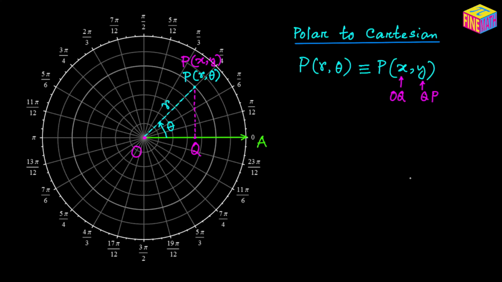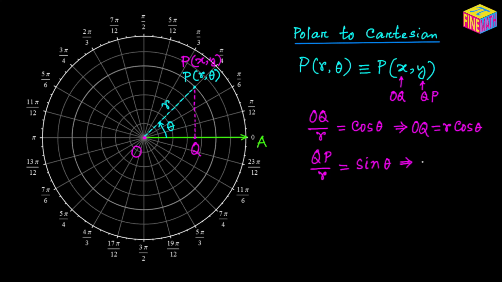Now let's find OQ in terms of r and theta. Clearly, OQ over r would be the cosine of theta. So OQ is equal to r times cosine theta. And what about QP? QP over OP would be sine theta. If we consider the right triangle OPQ, OP is the hypotenuse, obviously. So QP over OP, which is r, so QP over r is equal to sine theta. And from here, QP is equal to r times sine theta.